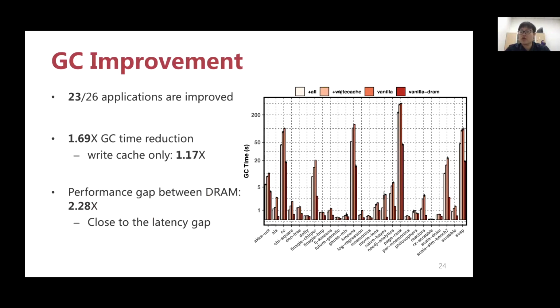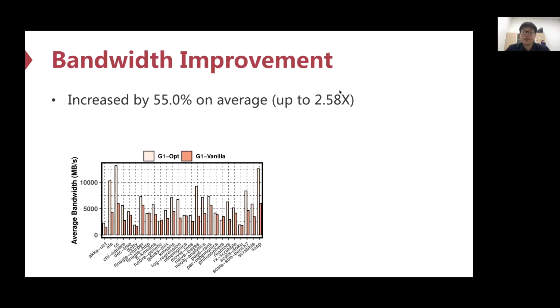And if we only use the write cache, we can improve 1.17 times. We also notice that the performance gap between DRAM and NVM now drops to 2.28 times, which is close to the latency gap, which is 2 to 3 times. And for the bandwidth, the figure shows that we can increase the average bandwidth during GC by 55% on average. And the best bandwidth improvement would be 2.58 times.